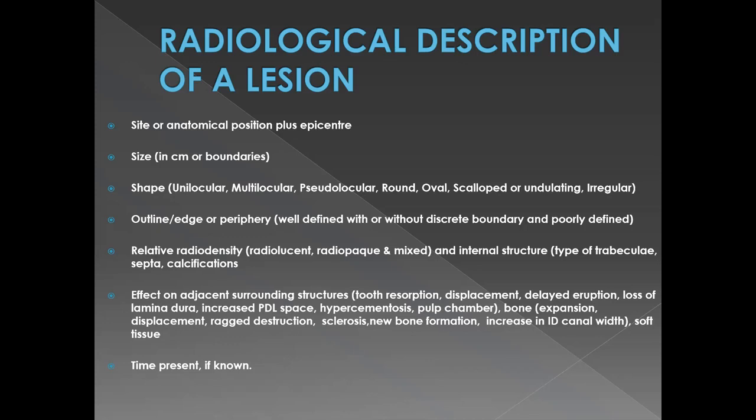Other than site and size, you have to talk about the shape of the pathology. Is it unilocular? Is it multilocular? Is it pseudolocular? Is it round, oval, scalloped, undulating, irregular? You just basically describe its shape. Then you have to focus on its outline, its edge, or its periphery. Is it well defined? Is it poorly defined? Even if it is well defined, is the boundary more radiopaque? Is it less radiopaque? So you have to comment a bit about its boundaries.